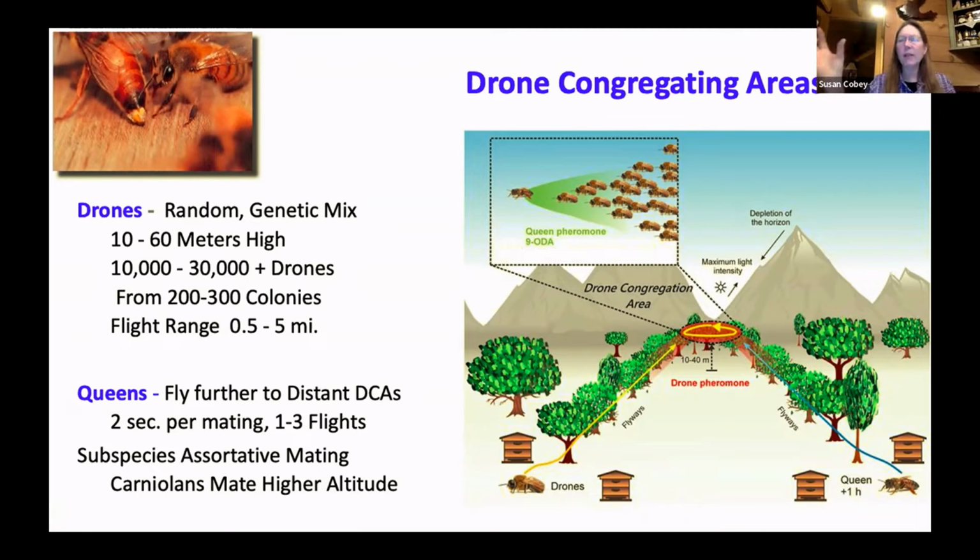But these areas are very specific. It's like a clearing among trees or between mountains, like a valley where they congregate, and it's really stable over time where they meet like this. The virgins tend to fly kind of low and out. They fly further than the drones. I think they're looking for that diversity, that challenge. They don't want to mate with drones from their own colony, so they're flying at a further distance.